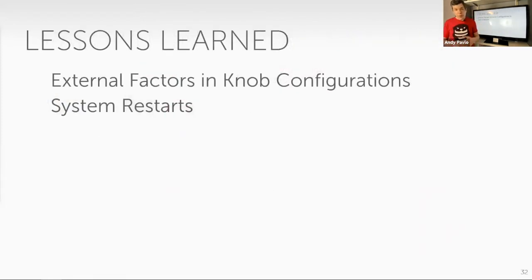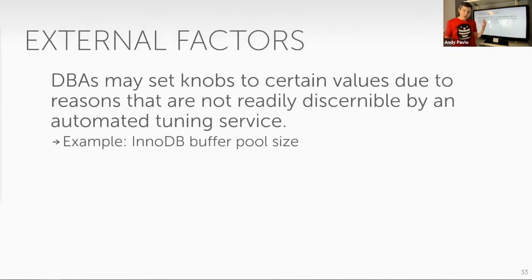All right, so what do we learn from this deployment here? So the first issue is that there are, as I said before, external factors in the knob configuration that we have to account for, which are not always readily available to the machine learning algorithms. So I already talked about the fsync case, where if you turn off fsync, things go faster. And of course, we don't want OtterTune to play around with that unless a human says it's okay to do this.